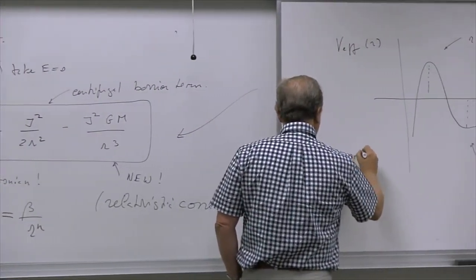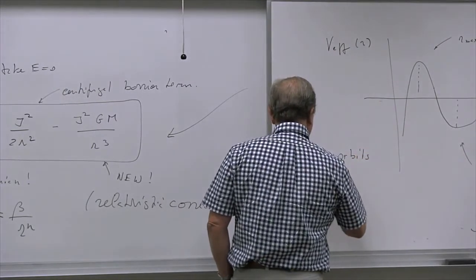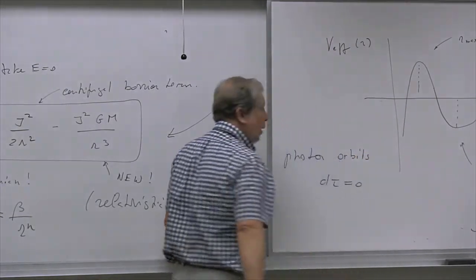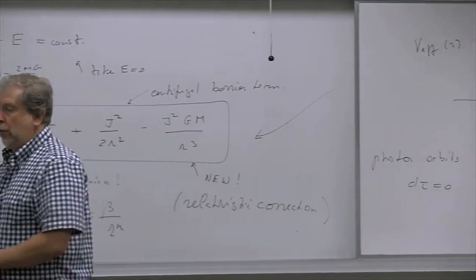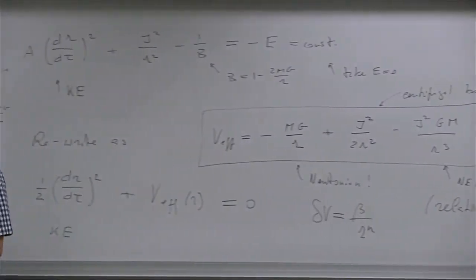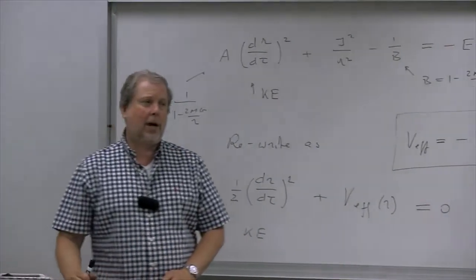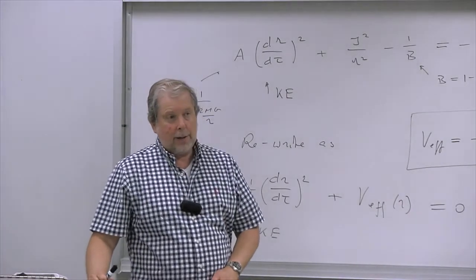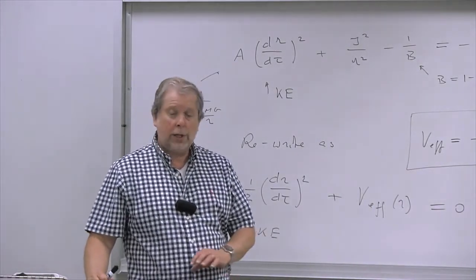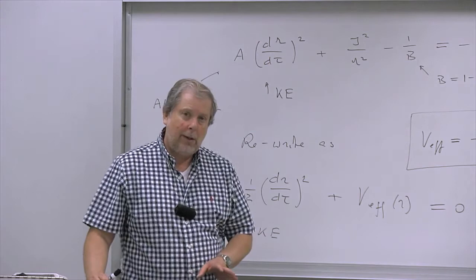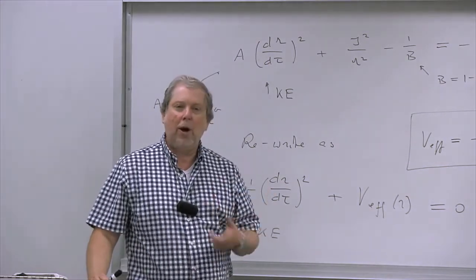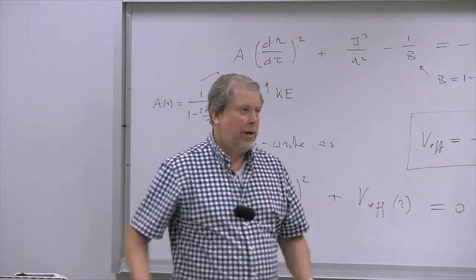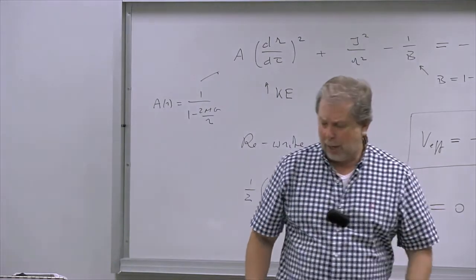So photon orbits correspond to dτ equal to 0. In that case, you have to do a separate treatment. Everything that we've done so far applies to a particle that has a finite mass m. And in the case of a photon, of course, there is no stable orbit. A photon cannot orbit around in the solar system. A photon will just eventually escape to infinity.